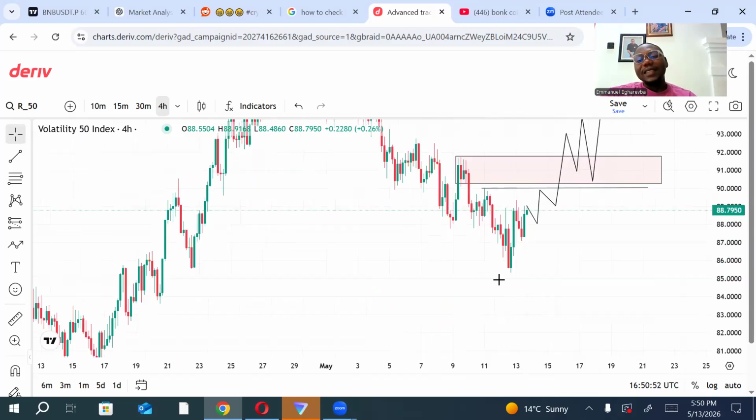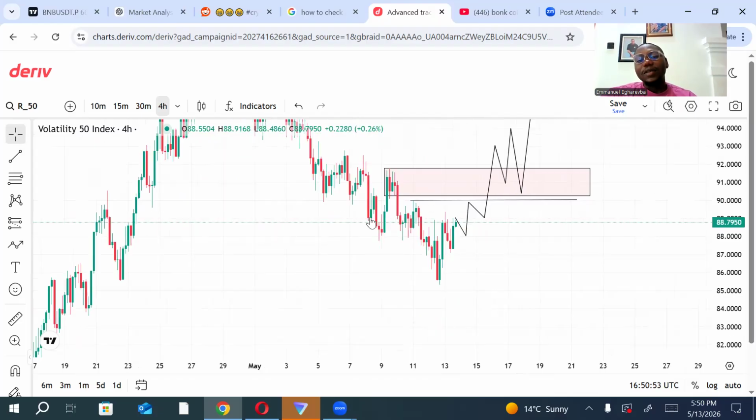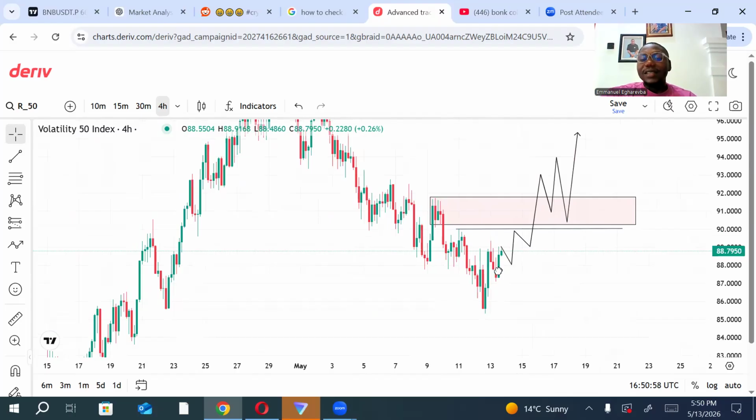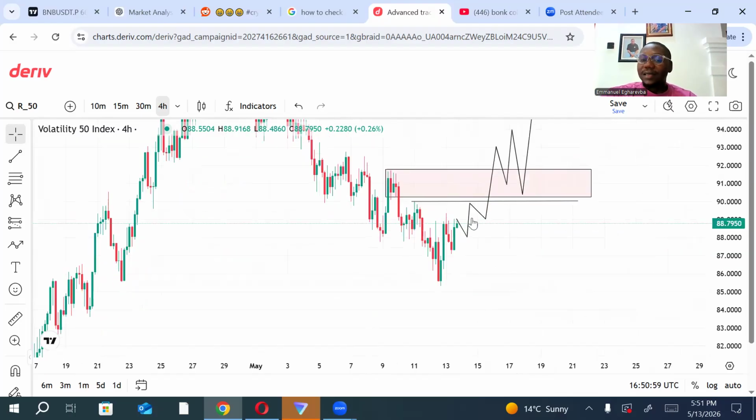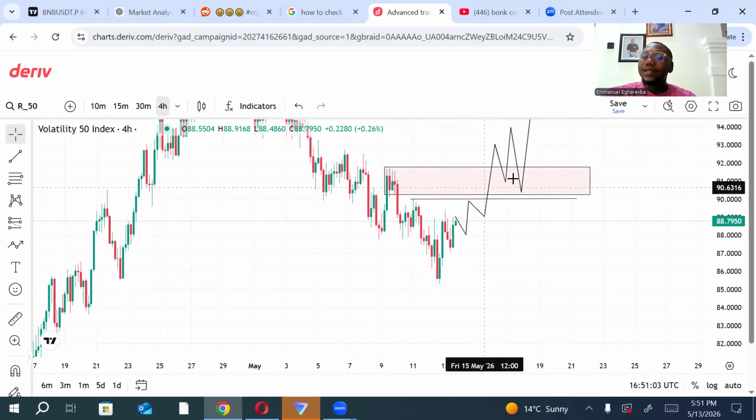But other than that, this is still what? A bearish move to the downside. I repeat, it is still a bearish move to the downside. Let's continue. We're analyzing it now.